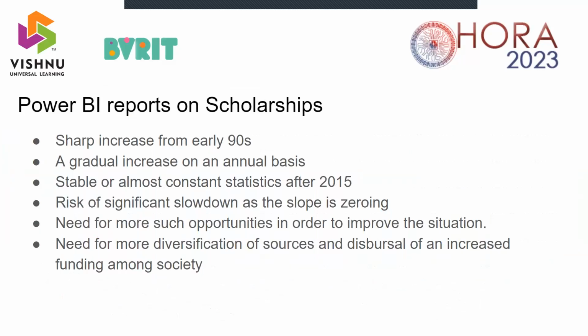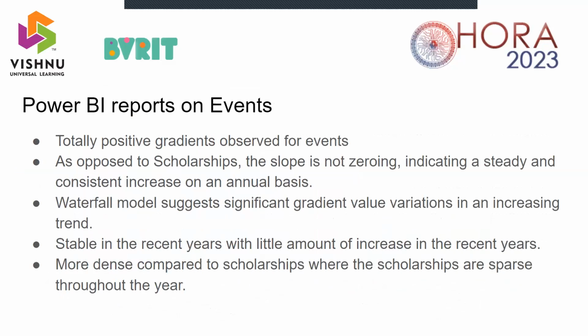Let's analyze theoretically. When coming to scholarships, there's a sharp increase from the 1990s, and there's a gradual increase on an annual basis. But now there's a significant slowdown because the slope is zeroing. So we need to diversify the resources, and we need to disperse the funds in order to introduce more scholarships. When coming to events, there are totally positive gradients. The slope is not zeroing, so it's a very positive thing. The number of events is increasing year by year, and it is more dense. The number of events introduced per year is more dense than the number of scholarships, which are sparse.